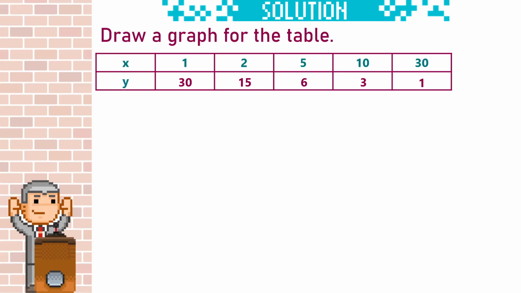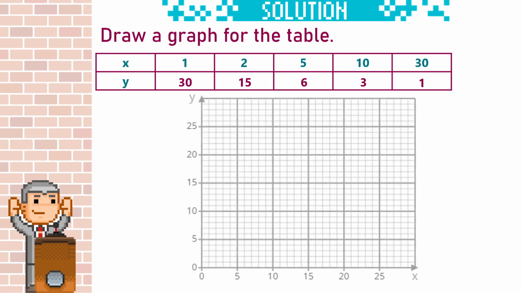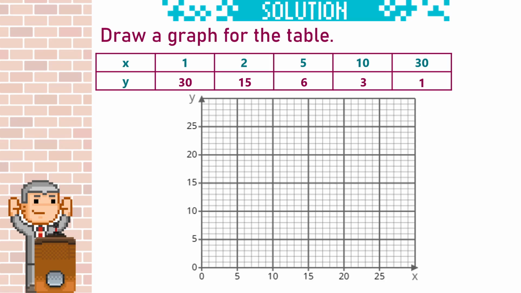In this question we're asked to draw a graph for the table. So we're going to start by drawing our graph. The x seems to go up to 30 and the y seems to go up to 30, so we'll do it 30 by 30. And all we need to do is just plot each of those coordinates. So x at 1, y at 30, x at 2, y at 15, etc. Finally, we need to draw a curve that joins up all of those points. Make sure it's a smooth curve with no feathering, and make sure it goes through the points, such as this.